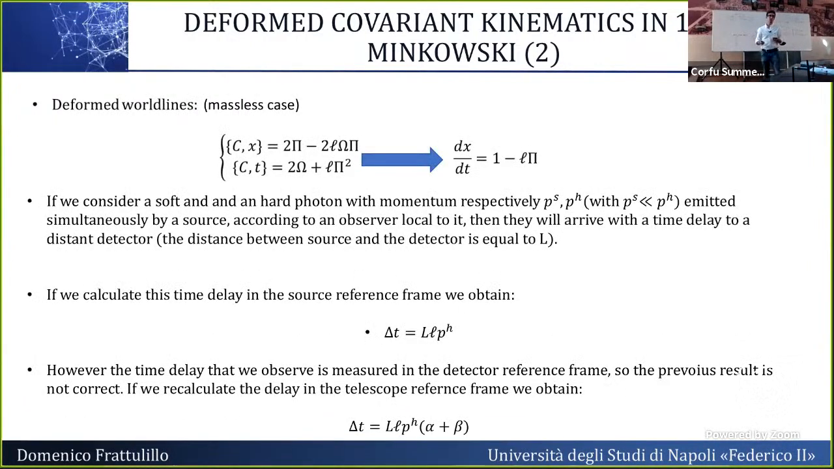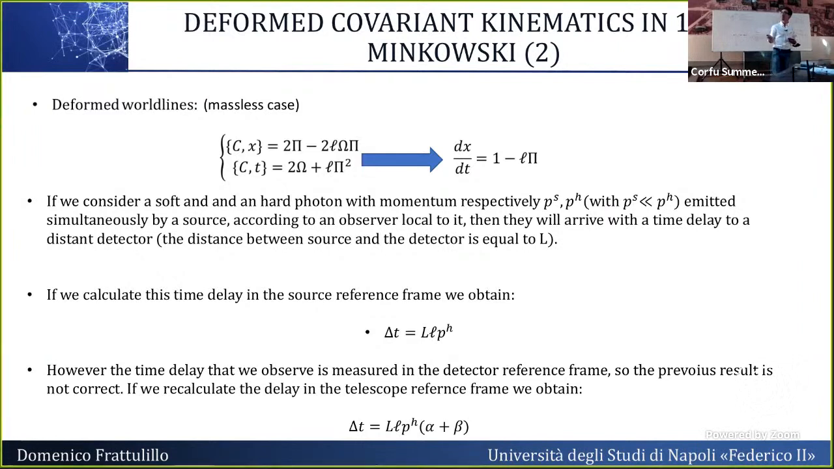Now, if we use the Hamiltonian formalism that we have introduced before, we can calculate the velocity, for example, of a massless particle, and we have to calculate the Poisson bracket between the Casimir and the spacetime coordinates x and t, and we can obtain ẋ over ṫ, that is the velocity of a massless particle, that is equal to 1 minus L times the momentum of the particle. So we will have a velocity that is momentum dependent.